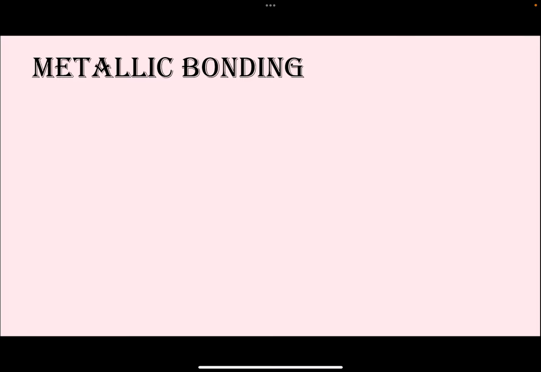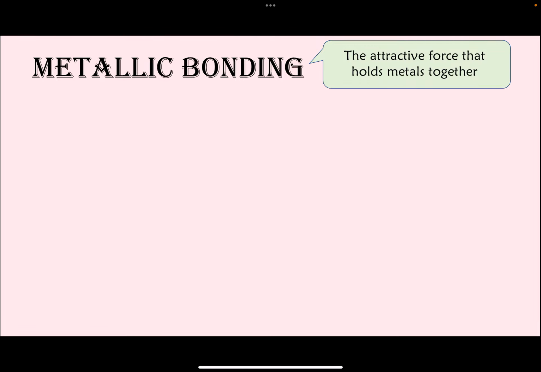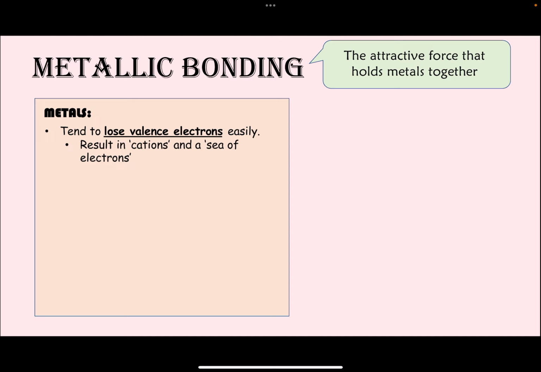All right, let's talk about the metallic bonds. So metallic bonds are the attractive forces between metals. So for metals, very quick reminder, as we have said earlier, metals tend to lose their valence electrons very, very easily.